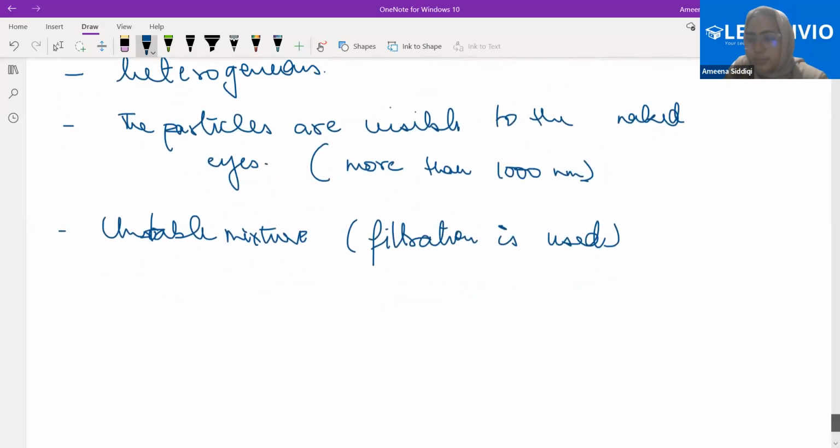That fourth point, bacho, if the particles are big enough, what do you think? Is the Tyndall effect shown by the suspensions? Yes or no? Yes, ma'am. Yes, because the particles are big enough to scatter the beam of light. If the beam of light gets scattered, definitely the path of the light is visible. Therefore, Tyndall effect is shown by the suspensions. Okay.